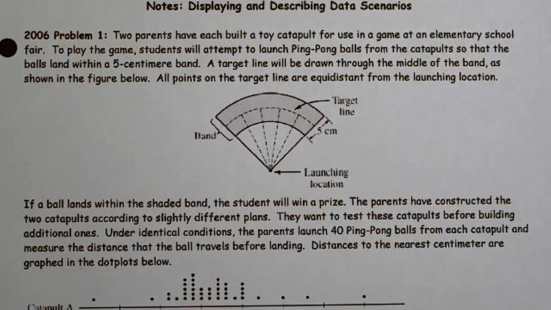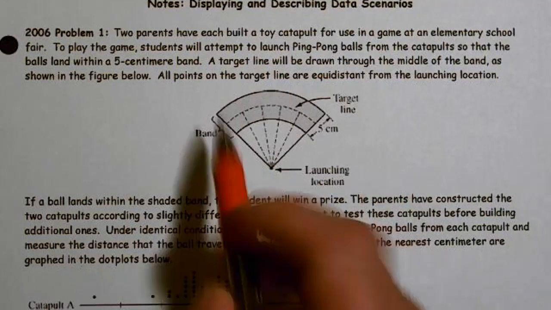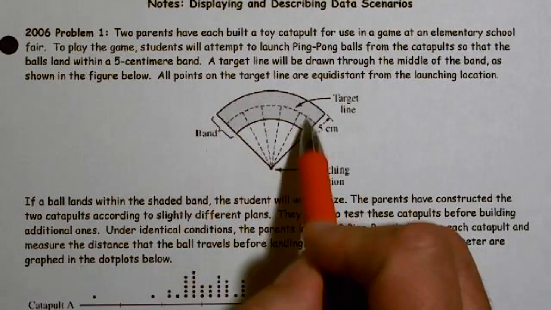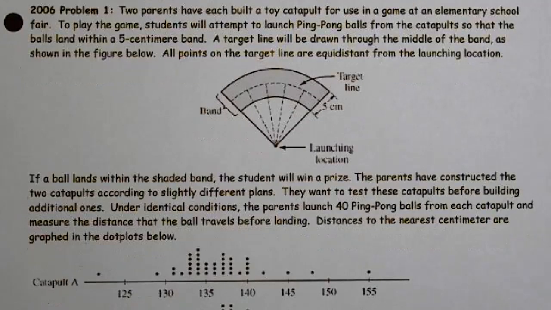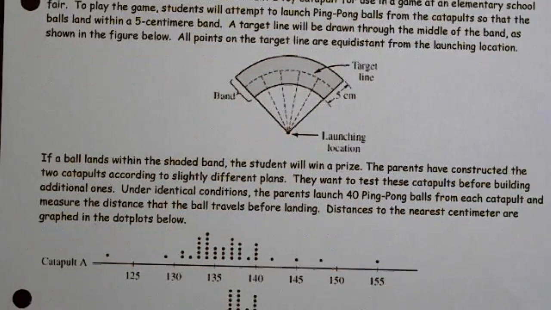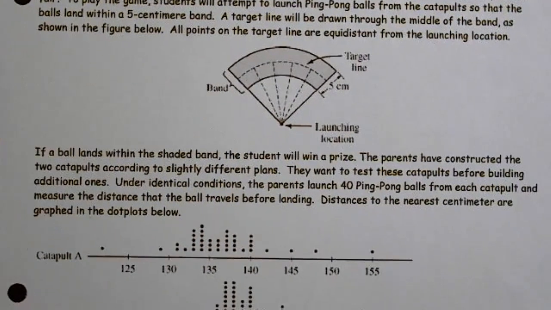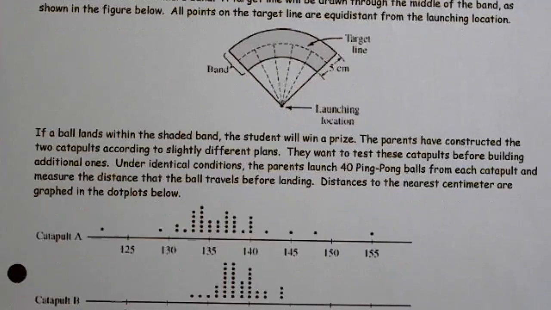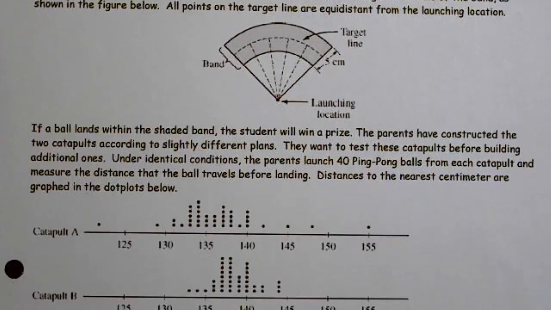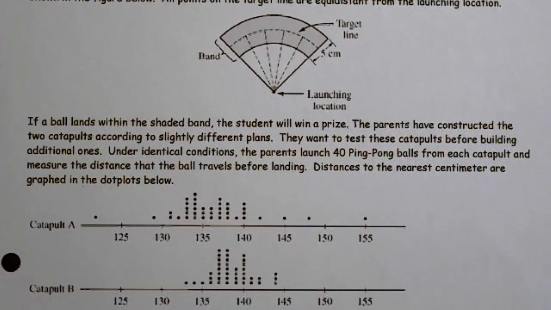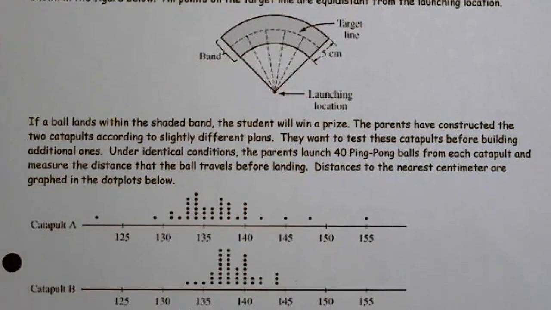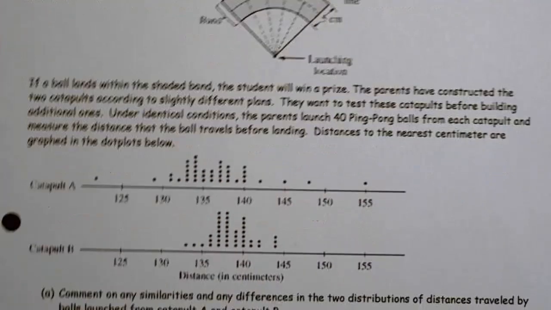If a ball lands within the shaded band, the student wins a prize. So basically, if the student gets it within the shaded band, regardless of the arc, they win a prize. The parents have constructed 2 catapults according to slightly different plans. They want to test these catapults before building additional ones. Under identical conditions, the parents launch 40 ping pong balls from each catapult and measure the distance the ball travels before landing. Distance to the nearest centimeter are graphed in the dot plots below.